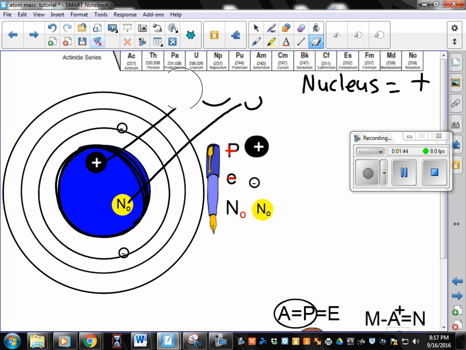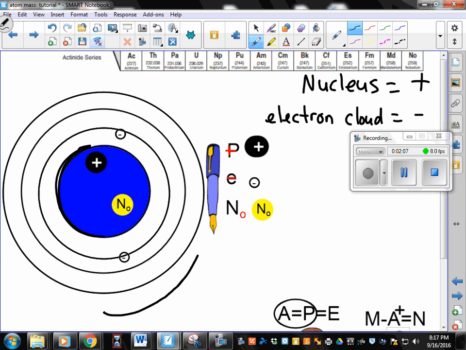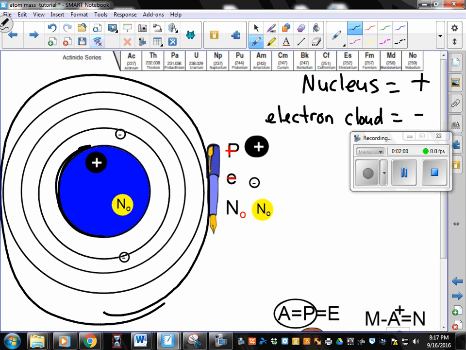Okay, now electrons are in the electron cloud. They're the only things in there. So since electrons are negative, that means the electron cloud is negative. So we got that. To go a little bit deeper, let's get the charge of the entire atom here. Nucleus positive, electron cloud negative.